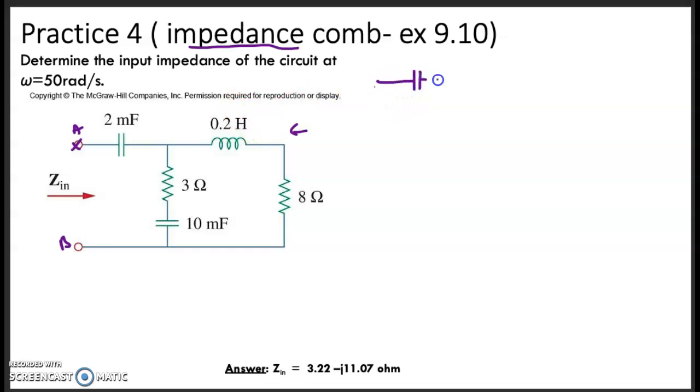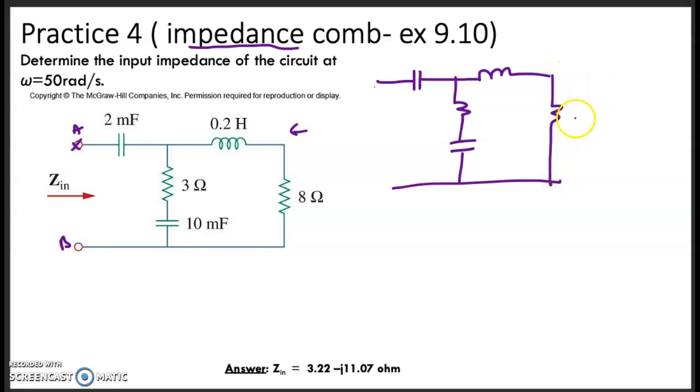So let me redraw. You have your inductor, this is a resistor, capacitor 10 microfarad, and then you have another resistor here. For all resistors, they will remain the same, 8 and 3. And now you have 0.2H, right? So let's say this is ZL is equal to jωL. Now you need to know the omega. The omega given here is 50 and your inductor is 0.2. So you can get J10. So just write here J10.